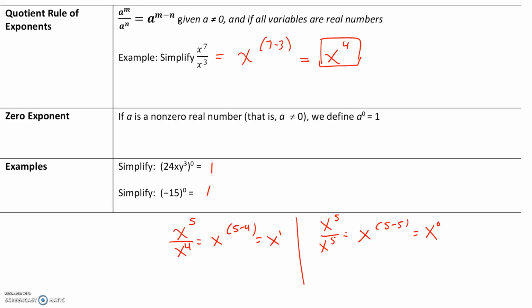But the reason we got the zero exponent is because we have x to the fifth, x to the fifth. We got the same exponent on the numerator, same exponent on the denominator. So essentially, we're dividing the same thing by itself, which equals 1. Therefore, anything to the zero power equals 1.